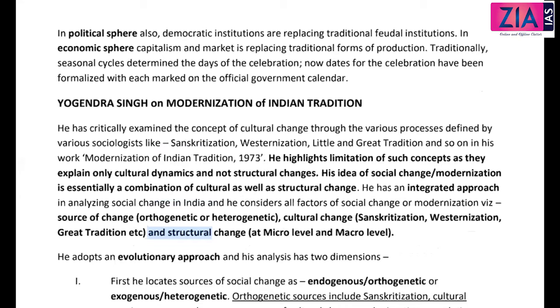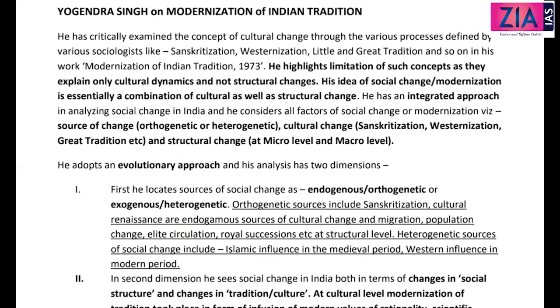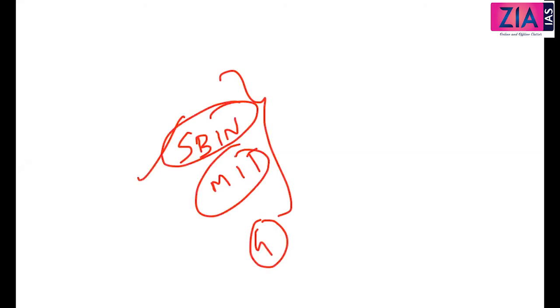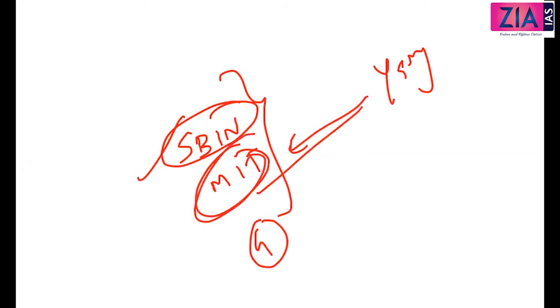Now let's look into the specific aspect of Yogendra Singh on modernization of Indian tradition. So guys, I repeat, social background of Indian nationalism, modernization of Indian tradition: we discussed this as general first, because this is something you can write in general. If they're asking specific to Yogendra Singh, then after writing this part, go with this. Similarly, if they're asking specific to AR Desai, then after writing this, go with this.